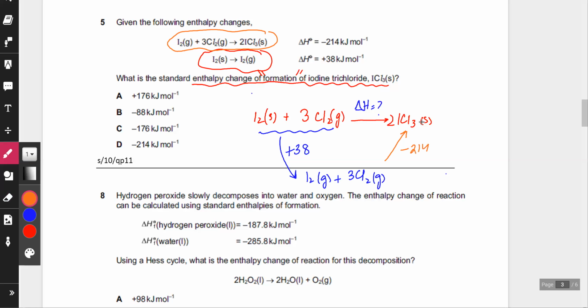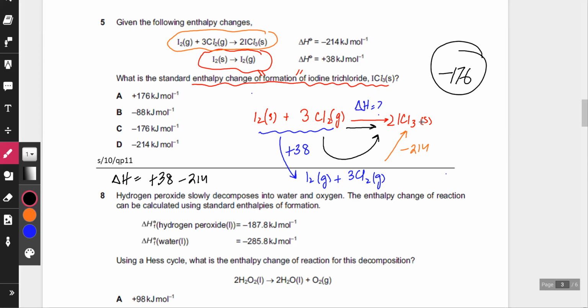So what's the enthalpy change now? One path should be equal to the other path. So this is one path, and that's your other path. So your delta H would be equal to plus 38 and minus 214, right? Is that clear? So you're getting minus 176. So that's the value that you're getting.